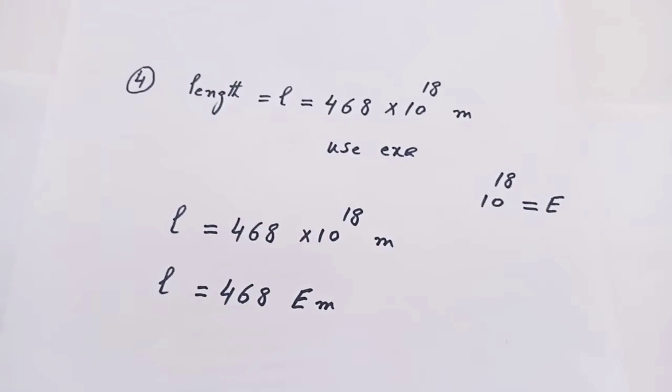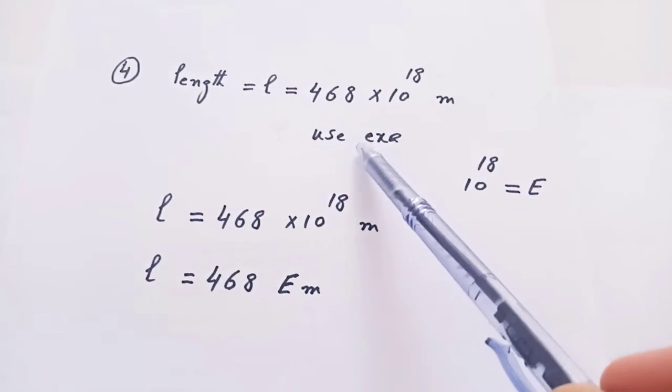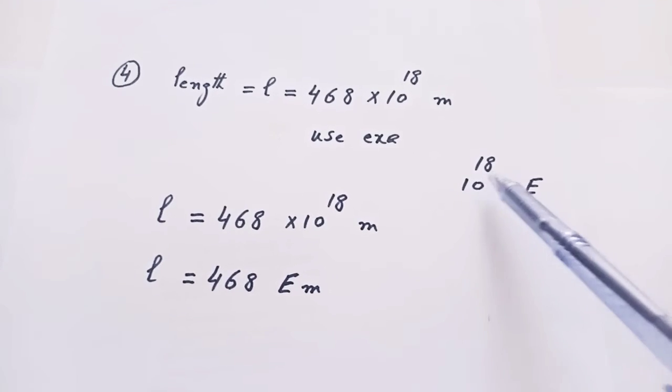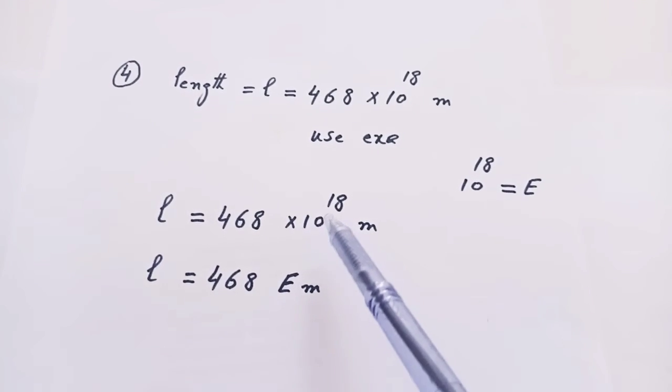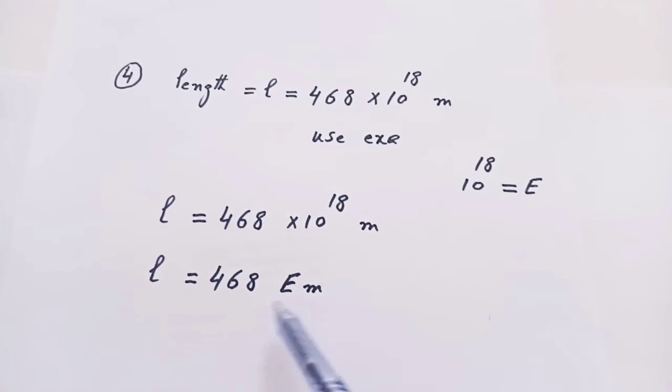This is another measurement. Use exa as the prefix. So 10 power 18 is exa. So here in place of 10 power 18 we use exa, E. So this is the prefix we have used.